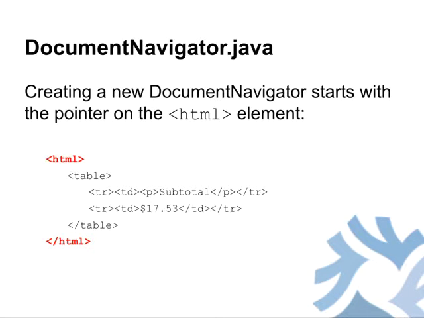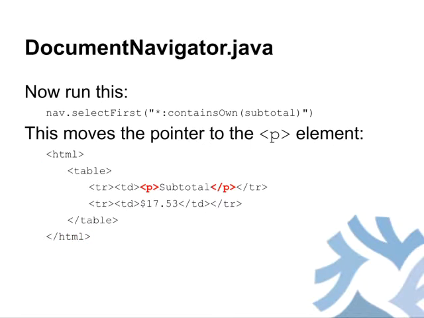If you create a new document navigator, the pointer, or the navigator as it's often called, starts at the HTML element. The first thing that you might run is probably containsOwn subtotal, which looks for any element that contains in itself the text subtotal. Please be sure to check out the JSoup specifications for the CSS selectors. They are incredibly helpful. When you run selectFirst, it will find the first element that contains that text subtotal, and so it moves the pointer to the paragraph element, as you can see here.